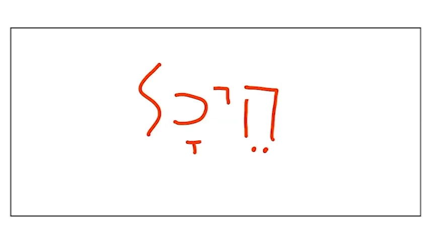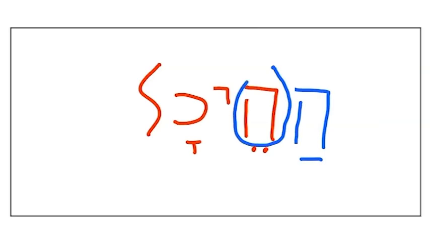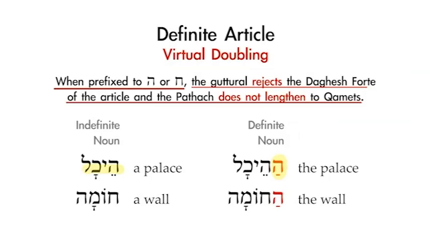To this noun, we're now going to add the definite article, the temple. We're going to add the he of the definite article, the pathach of the definite article, and then once again, the guttural has a force field around it. But this time, instead of rejecting the Dagesh Forte, which causes the vowel to lengthen, it just rejects the Dagesh Forte, and there's no lengthening. Therefore, this pathach just stays as the short A-class vowel, and this is known as virtual doubling.